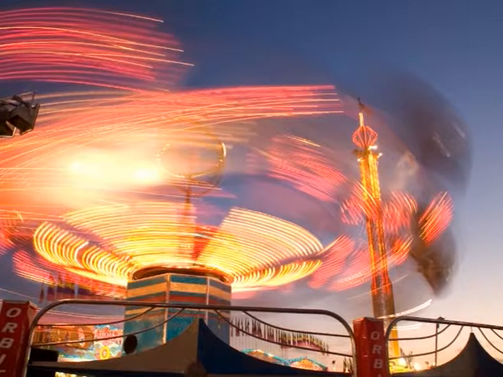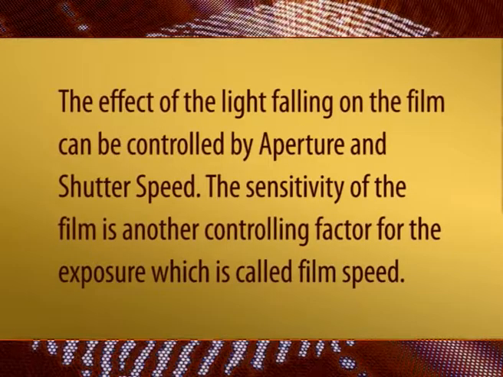Exposure. Exposure is the amount of light required to create a standard image on a photosensitive medium of a given sensitivity. Exposure is the combined effect of the light falling on the photosensitive material, that is the film, and the sensitivity of the film, that is the film speed. The effect of the light falling on the film can be controlled by aperture and shutter speeds. The sensitivity of the film is another controlling factor for the exposure, which is called film speed. So, technically it is the joint calculation of intensity of light and its duration.